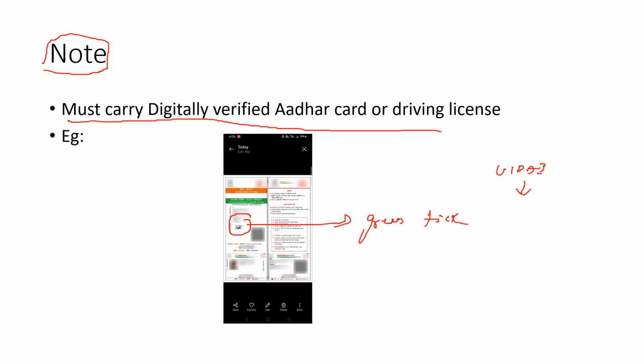You can download that Aadhaar card before you go to the RPO, the Regional Passport Office. That is a must note. If you do not take it, what will happen? Nearby there is some Xerox shop.